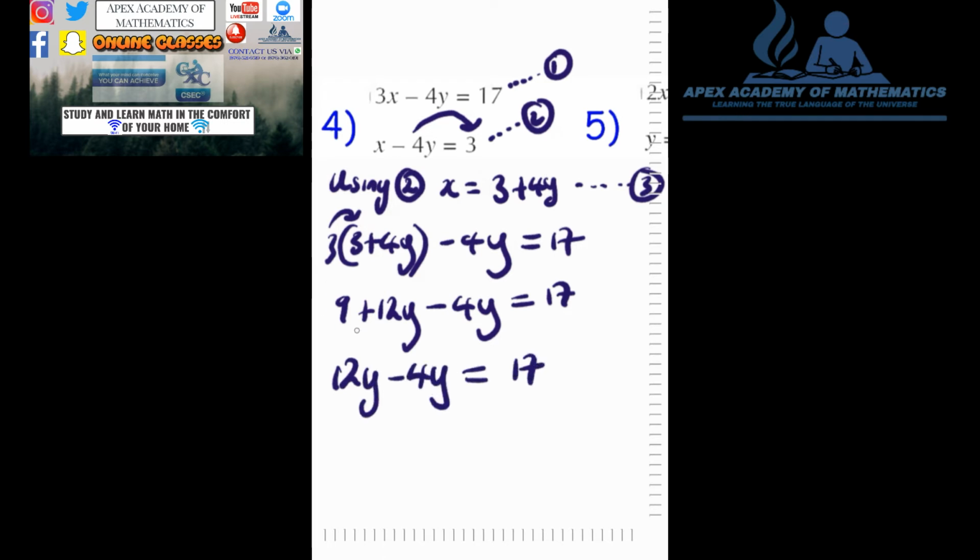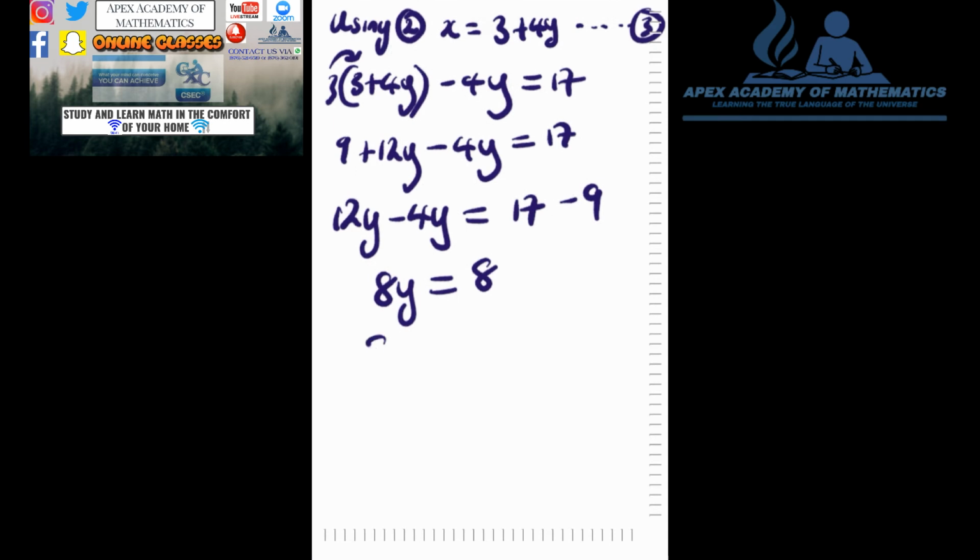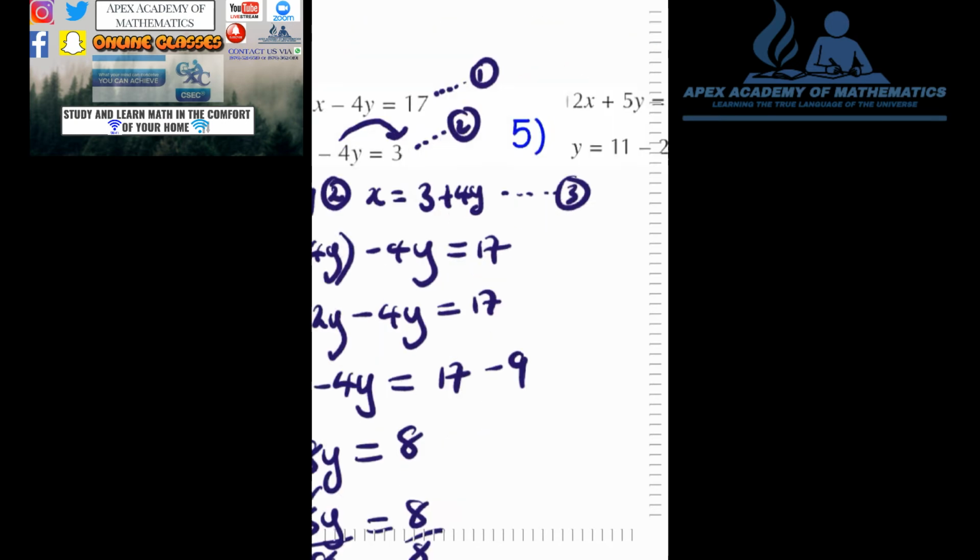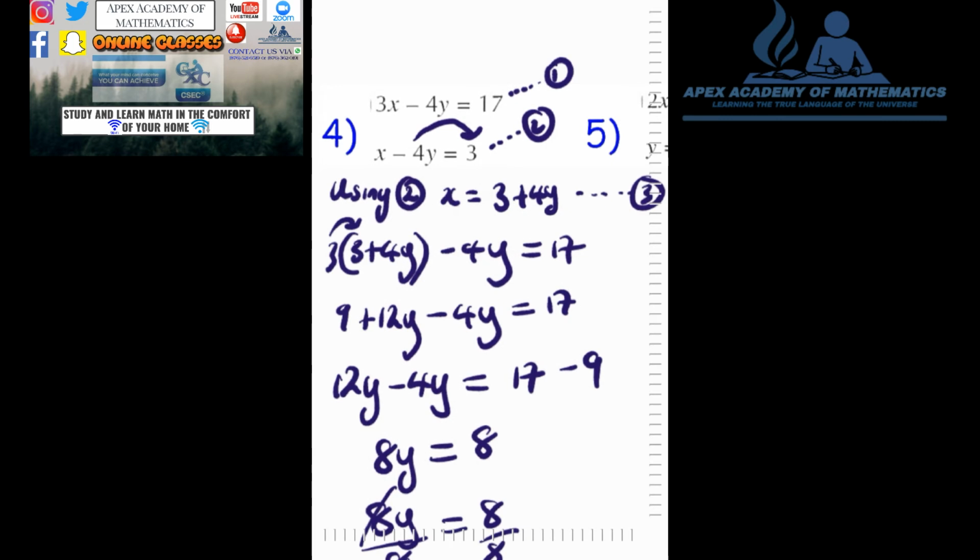I have a positive 9 over here, so I can subtract 9 from both sides. So I have a minus 9 over there. It goes over and becomes negative. So 12y minus 4y is going to give us 8y, and 17 minus 9, of course, that's going to give us 8. So if we divide both sides by 8, we're going to get y is equal to 1. All right, so that is how we get to that point right there.